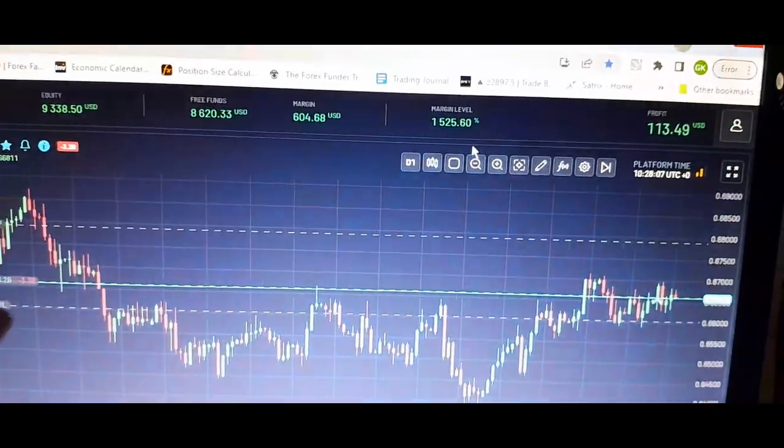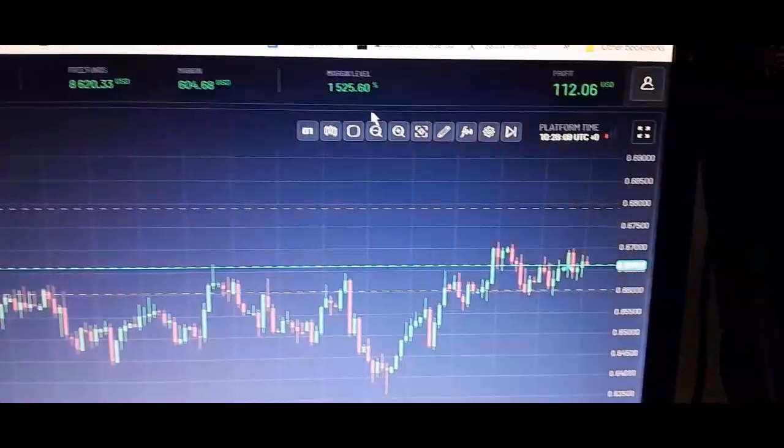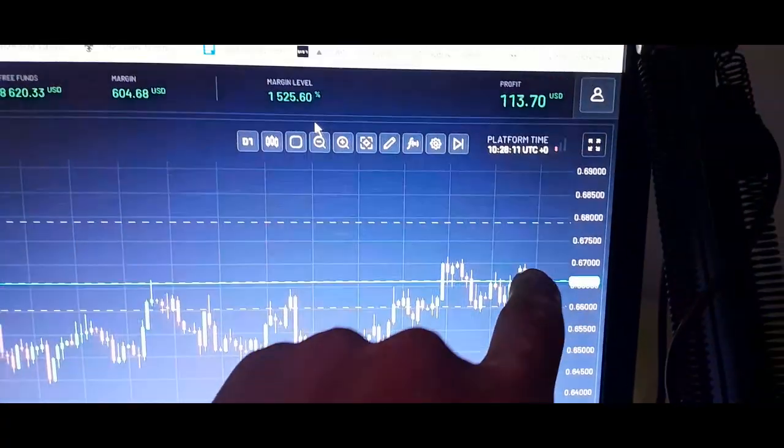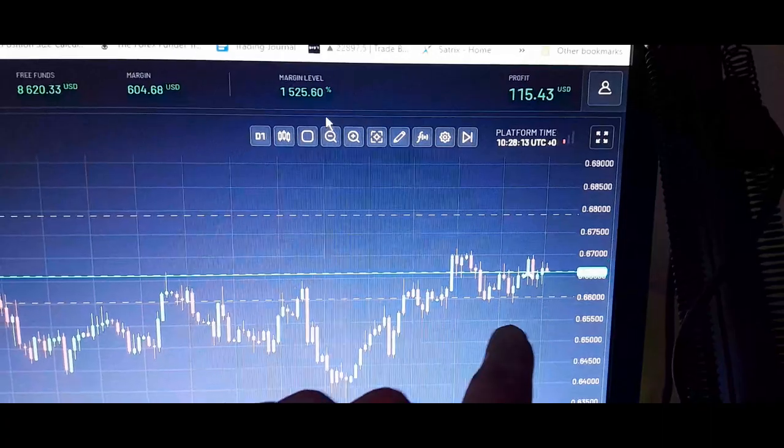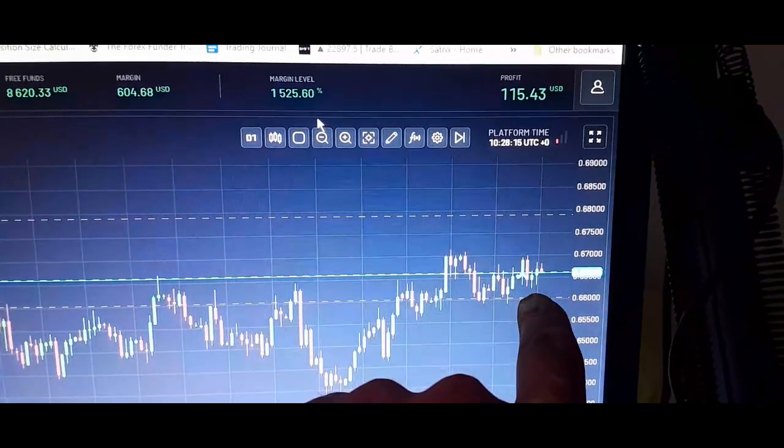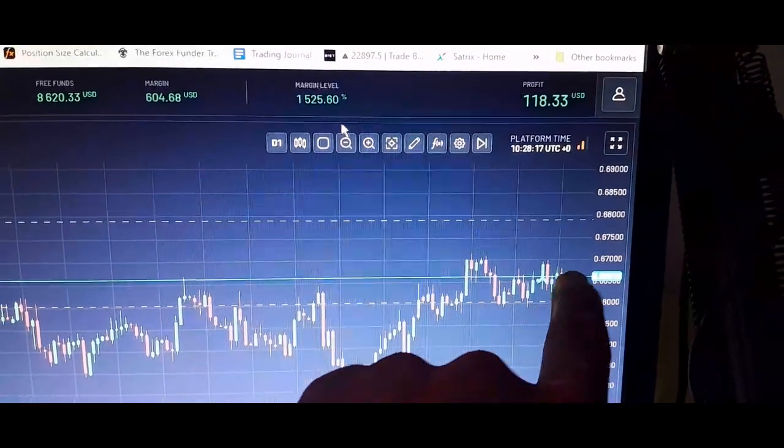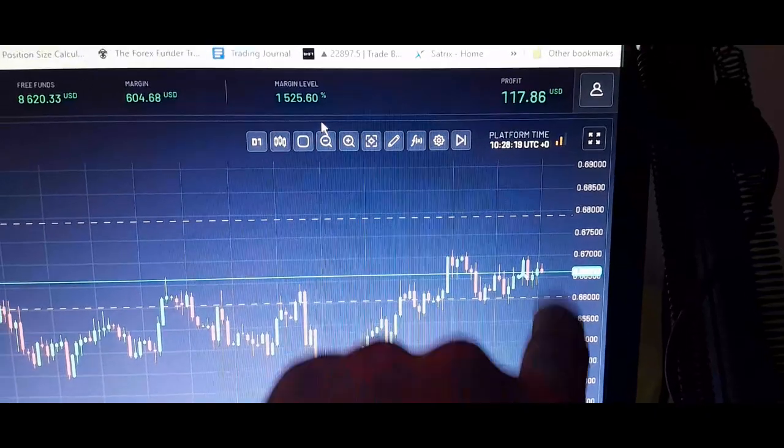But it's NFP week today, so most likely we can expect some really high volume here. So our stop is just under here, so most likely we hope for the best that price would not hit our stop loss and then run to the upside.